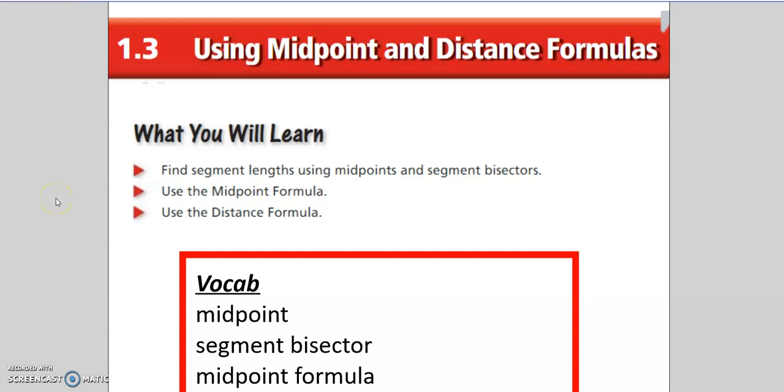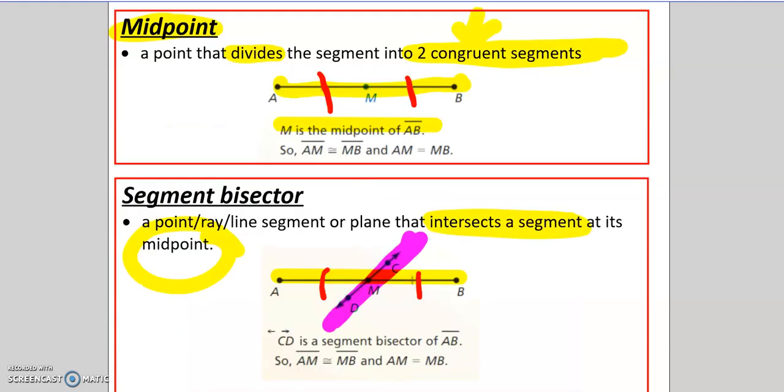Okay, so in this video, everyone, we're still on 1.3. Now let's talk about this midpoint formula, okay? Midpoint formula, we just defined in the last video what a midpoint was, right? A point that divides a segment into two congruent segments. So that's really talking about segments.